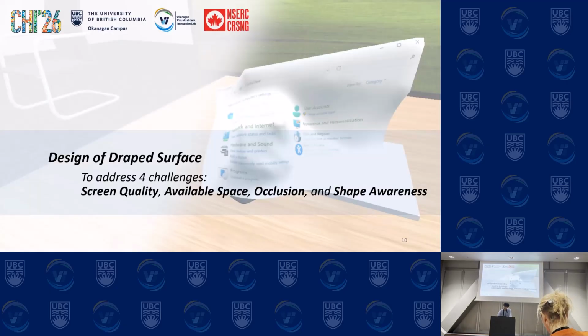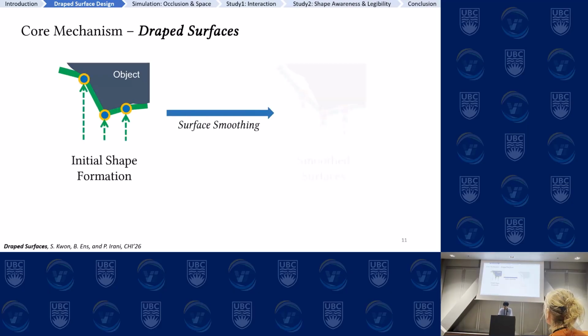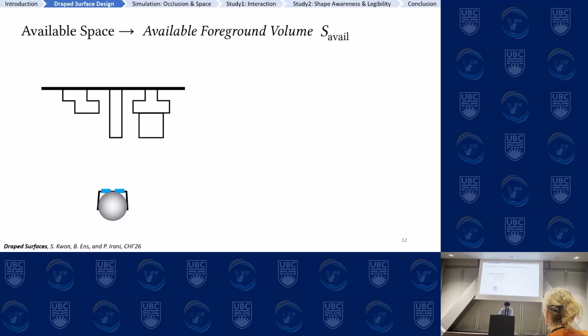Now let's take a look at how to design draped surfaces. Draped surface design can be broadly divided into two stages. First is the initial shape formation, and second is the smoothing process. But to choose the right level of smoothing, we chose to quantify both the available space and the screen quality as the key design considerations.